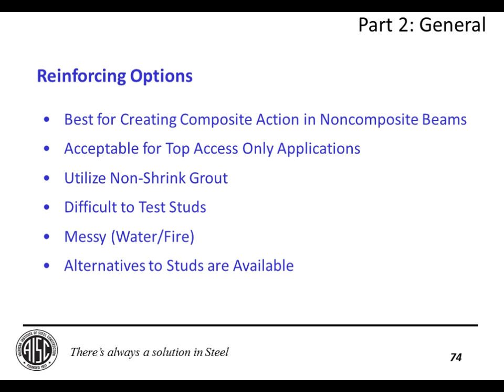But if you do want to do this, it's best, again, for creating composite action in non-composite beams. This is a good idea if you can only access the top of the member and not the bottom of the member. When you do it, you should utilize non-shrink grout of the same or greater strength than the in-place concrete. Some gotchas are that it's difficult to test the studs. It's hard to perform a bend test in the middle of a 4-inch hole. It's messy. You have to core these holes, which requires some sort of water or lubricant for your core drill that may be an issue in an existing space, as well as the fire hazard that's caused by having to weld the studs down. And that's where alternatives to studs come into play.